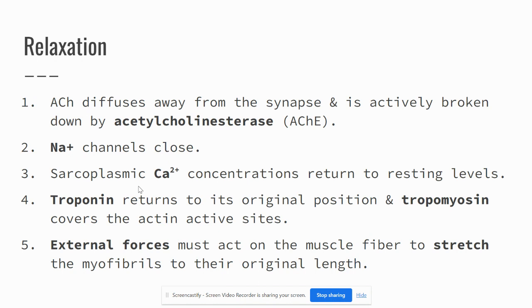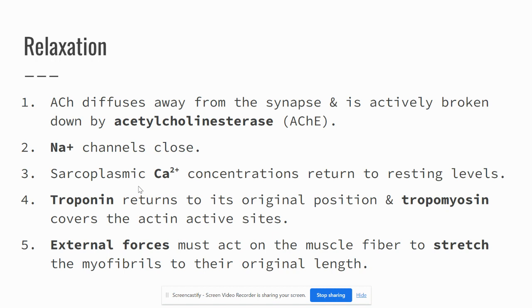At some point, the muscles do need to release, and the way this happens is that acetylcholine will diffuse away from the synapse and will be broken down by an enzyme called acetylcholinesterase. And as that acetylcholine is no longer available, those sodium channels will close, and sarcoplasmic calcium ion concentrations will return to resting levels. That means that the troponin returns to its original position and the tropomyosin covers that active site. So our troponin-tropomyosin complex is back to what it was before.